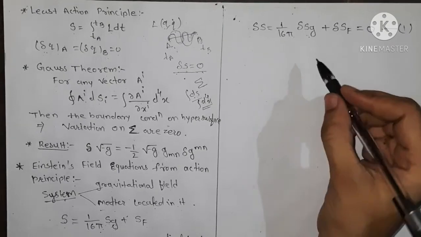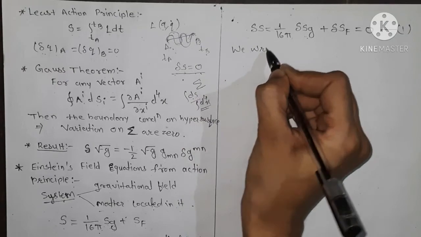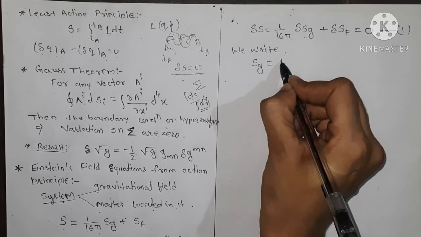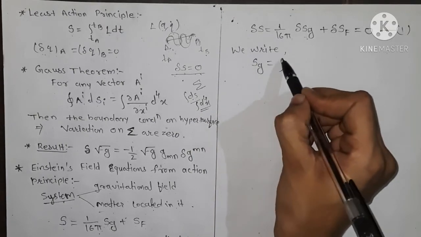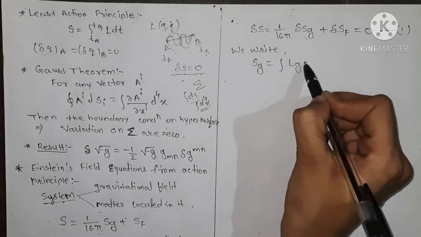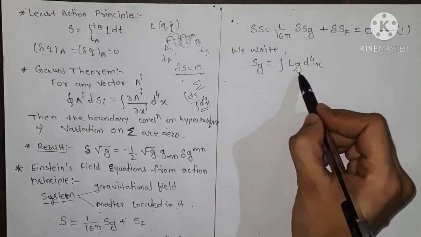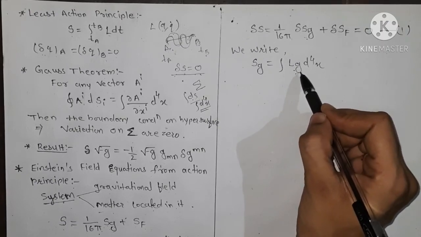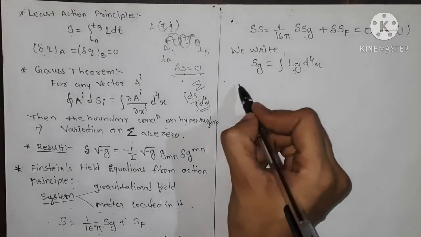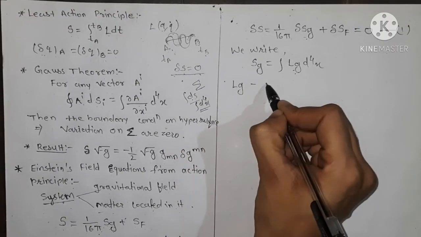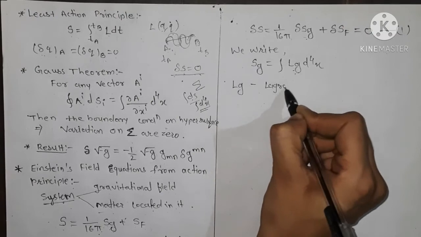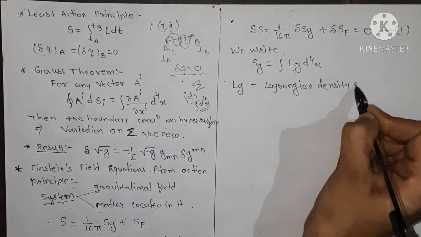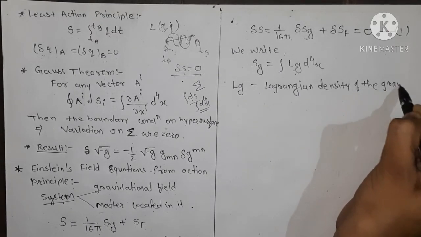So now we write Sg, that is, we write the action Sg as the integral of Lg d4x, where Lg is our Lagrangian density of the gravitational field, and it has the form. So we write Lg is the Lagrangian density of the gravitational field.